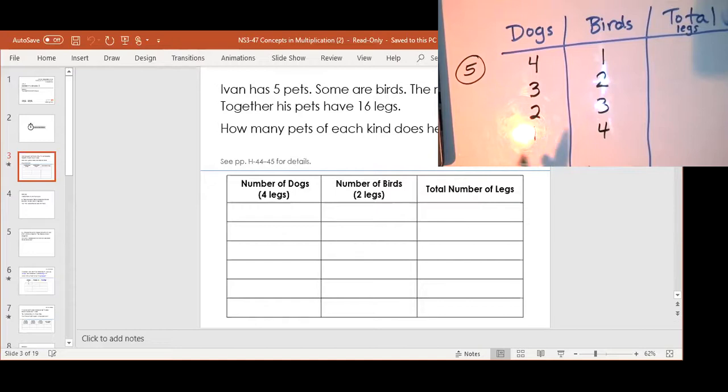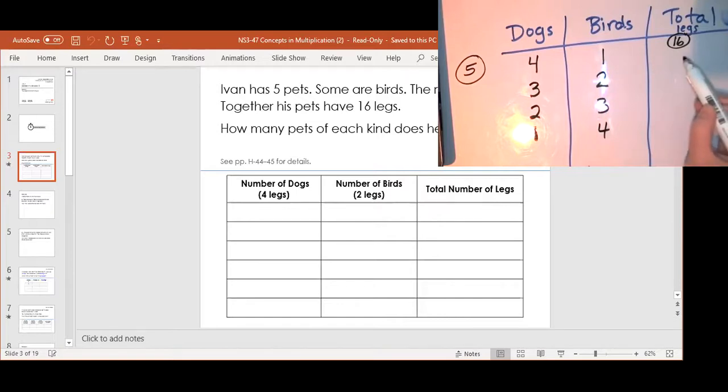Sorry, I know it's shiny right there. I'll try to make the one bigger so maybe you can see it better. Okay. So these are the possibilities. We don't know which one is right. We don't know if he has 4 dogs and 1 bird or 3 dogs and 2 birds, but we're going to try to figure out. What we do know, what they told us, is that altogether his pets have 16 legs. So we're looking for the magic number over here that's going to be 16.